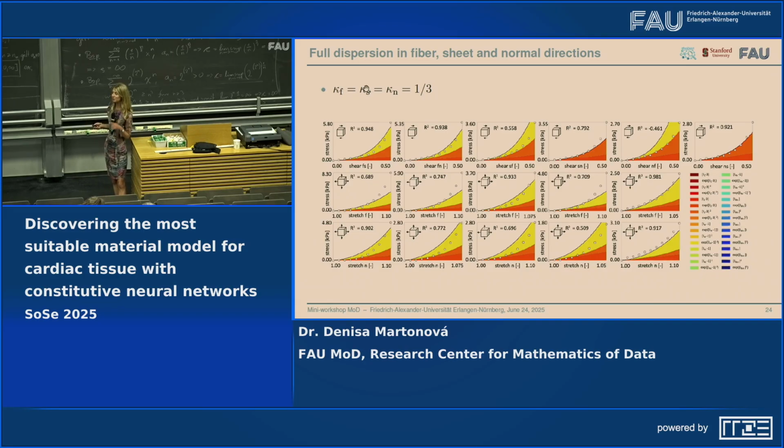If we assume uniform distributions, then rescaling the y-axis leads to exactly the same plots. So this means that now we cannot differentiate between fibers, normal, and sheets, especially here in the biaxial experiments.